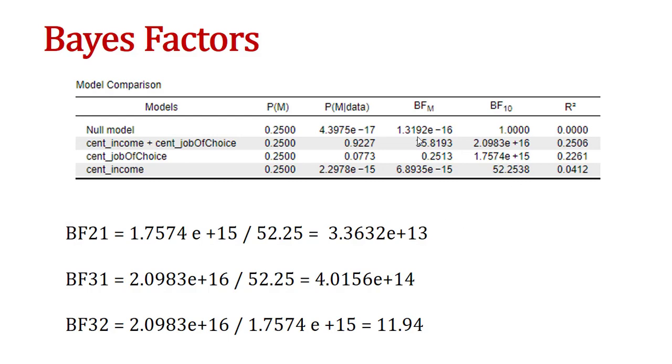So here we've got the same table, and for Bayes factor 2,1, we do the Bayes factor 2,0 here, divided by Bayes factor 1,0, this one, and that gives us the Bayes factor comparing model 2 with model 1. If we want to compare model 3 with model 1, we do the Bayes factor 3,0 divided by Bayes factor 1,0, and if we want to compare model 3 and model 2, we do Bayes factor 3,0 over Bayes factor 2,0, and this is the Bayes factor.